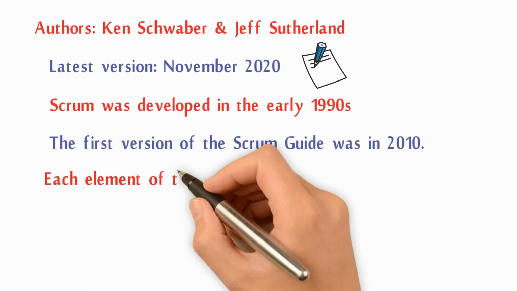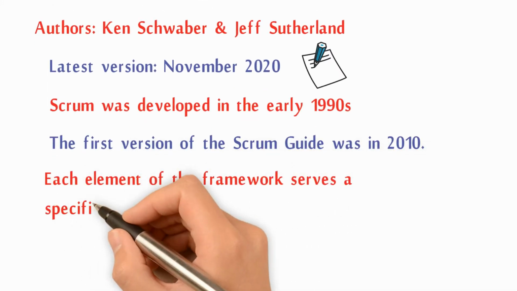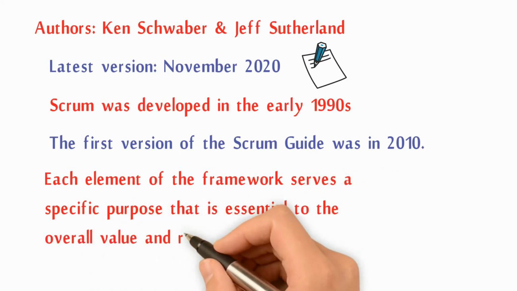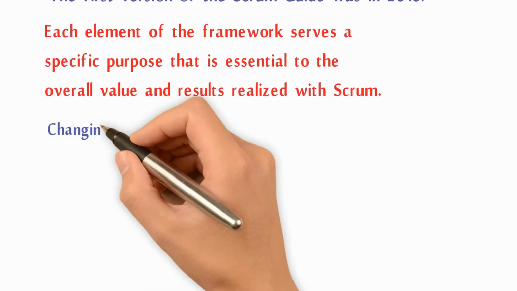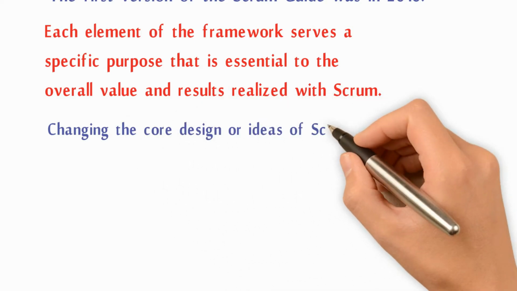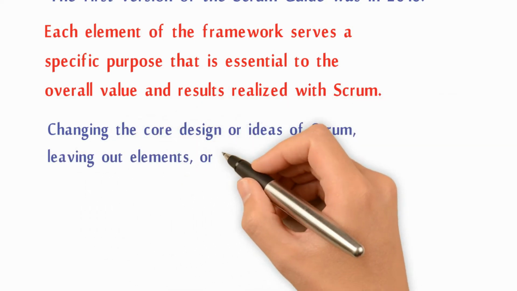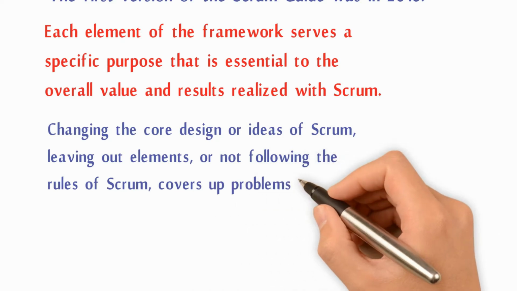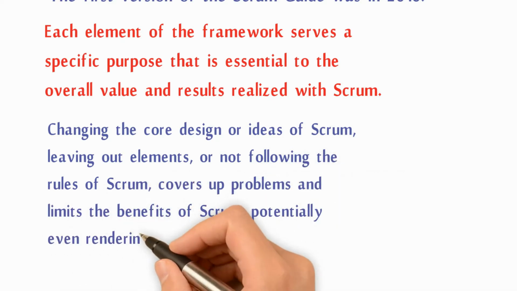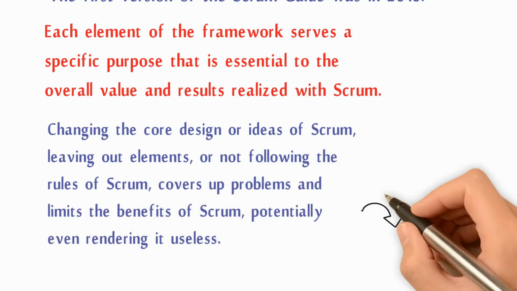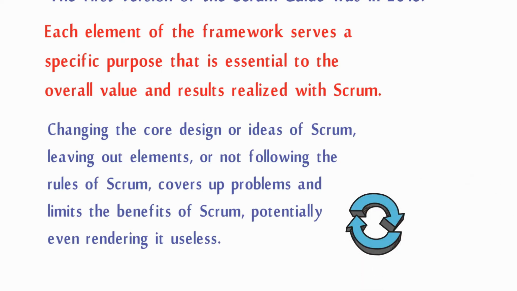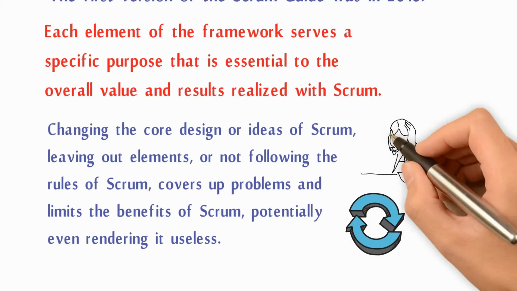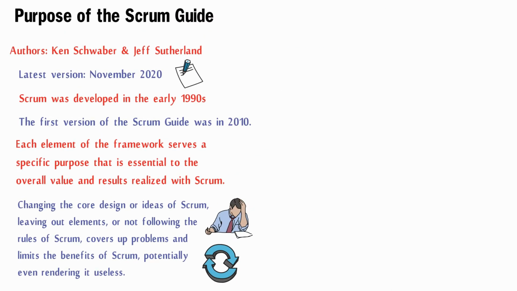Each element of the framework serves a specific purpose that is essential to the overall value and results realized with Scrum. Changing the core design or ideas of Scrum, leaving out elements, or not following the rules of Scrum covers up problems and limits the benefits of Scrum, potentially even rendering it useless.